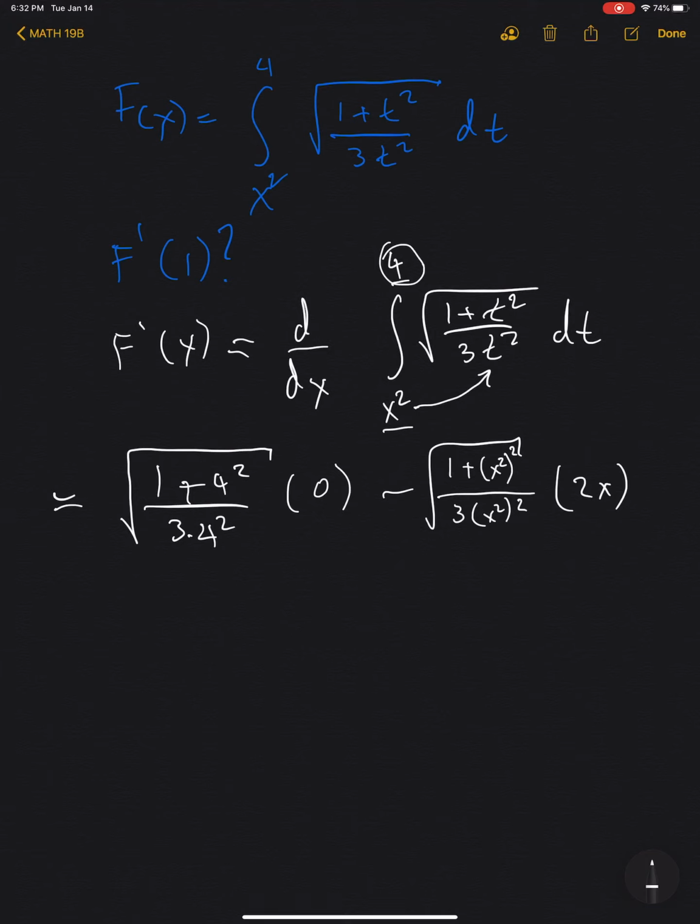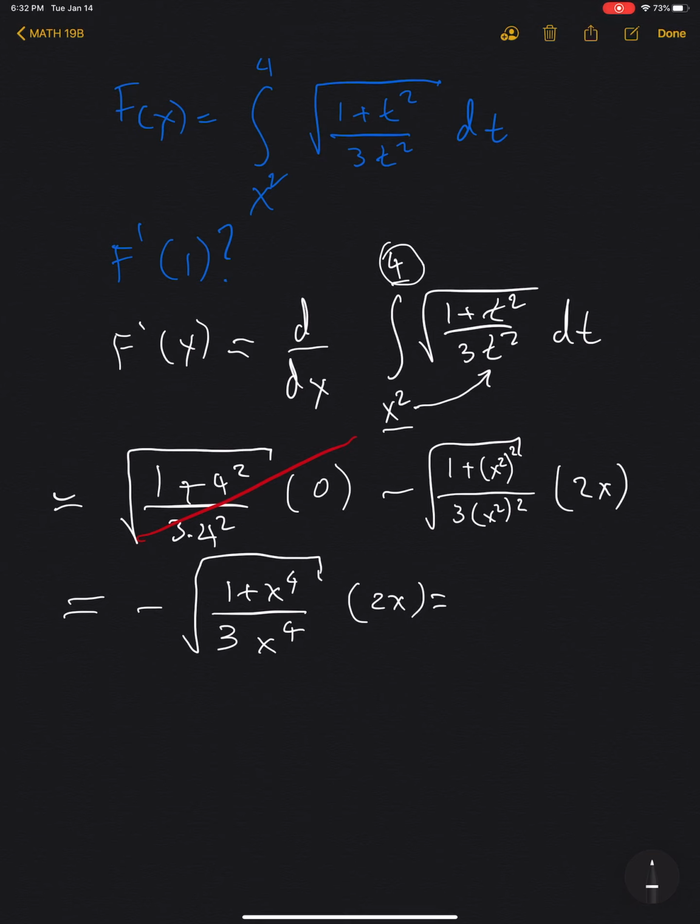So let me just simplify this expression a little bit more. Again, notice that the first term completely disappears because we're multiplying by 0. So in the end, we will get the following. We will get minus the square root of 1 plus x to the 4th power divided by 3x to the 4th power, whole thing multiplied by 2x.